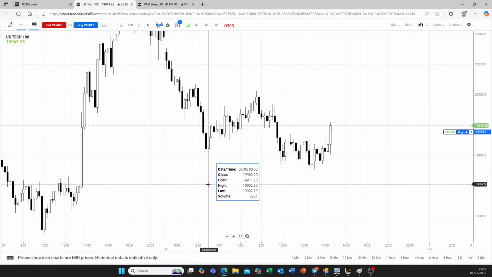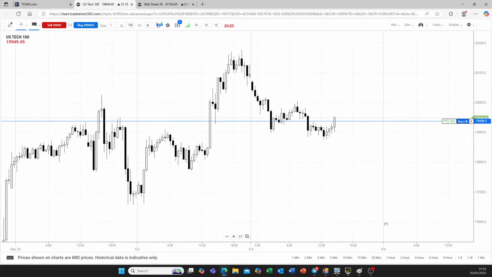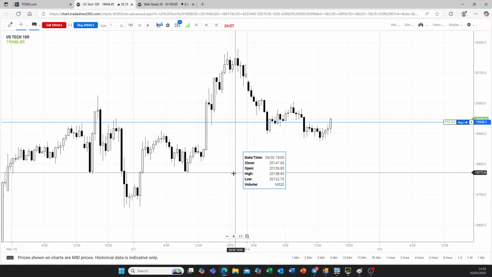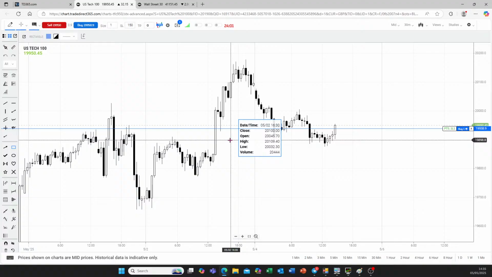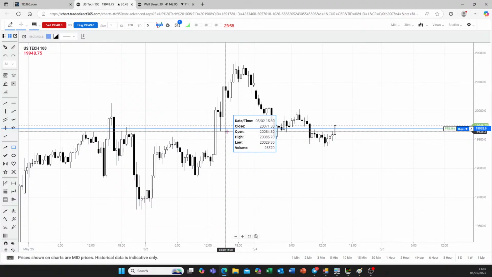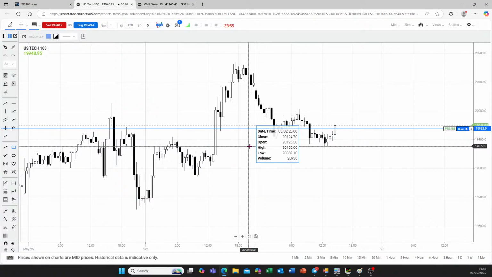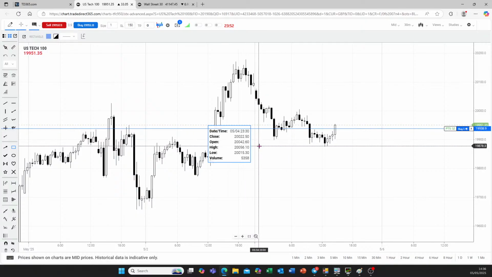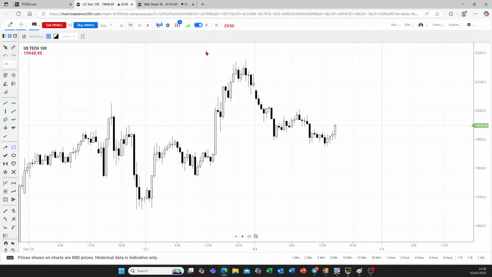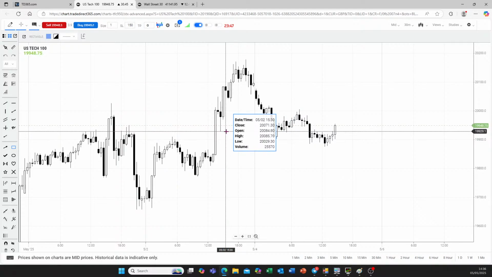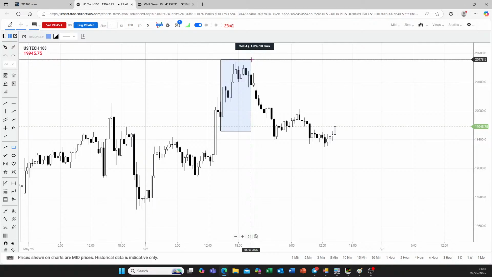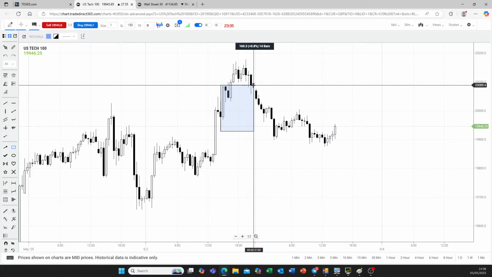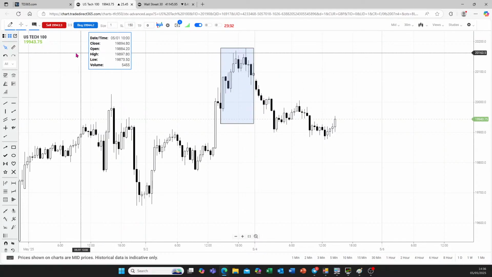I'm just going to have to do it on this chart here. So if I look at a 30-minute chart of the Nasdaq, then the range from Friday could be described as follows. So that's the range.